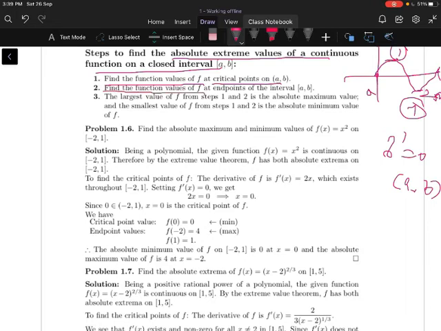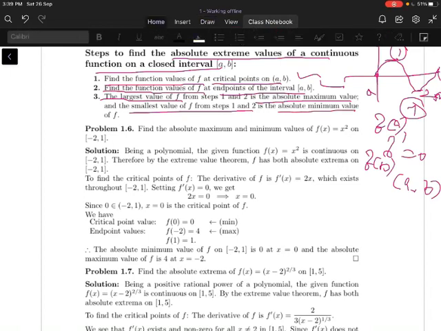The second step is to find the function value of f at the endpoints of the interval. You have to put x equal to a in the function f. You find out f of a and f of b. It means the end values of the function f for the interval a comma b. The largest value of f from steps 1 and 2 is the absolute maximum value, and the smallest value of f from steps 1 and 2 is the absolute minimum value of the function f.